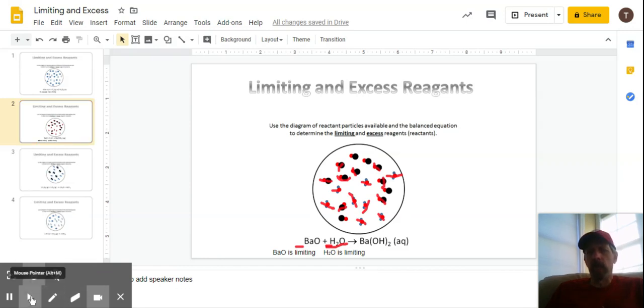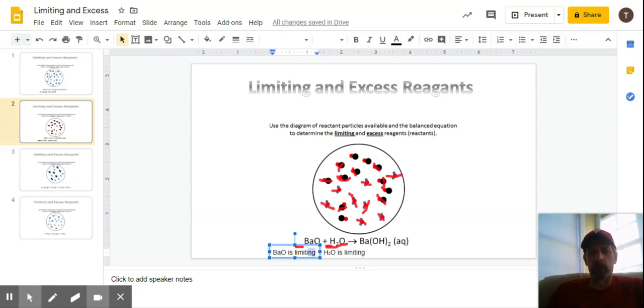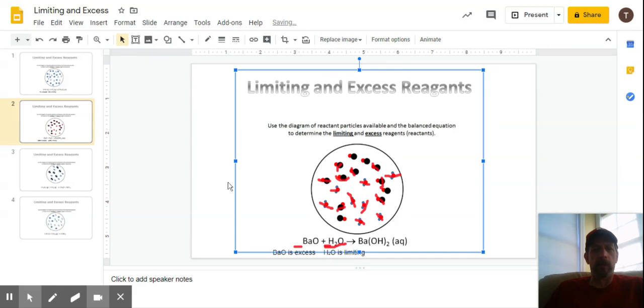So if you look down at the bottom of the screen here, we've determined that H2O, water, is limiting because there are no particles of water left. And barium oxide, it looks like we have this labeled incorrectly. We'll have to change that. So we will change this to BaO is excess because there is extra quantity of that left over.